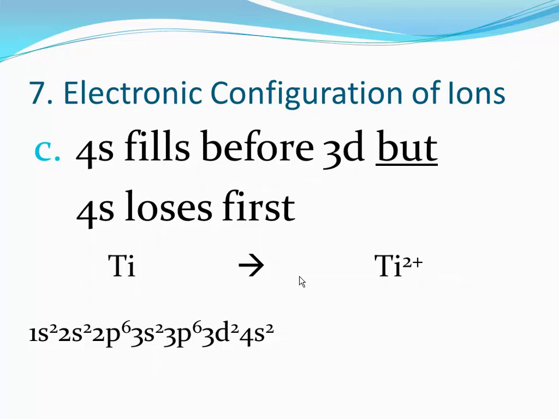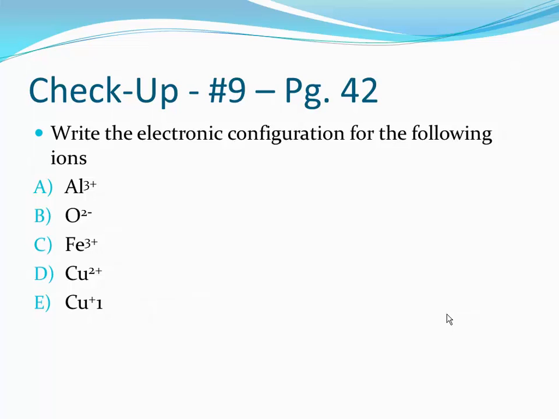So here you have titanium. See that the 4s gets filled up first, and then you have the 3d with only 2 electrons. But if it loses 2 electrons, that means the 4s will lose those electrons, and you're left with the 3d2. So the 4s2 is completely gone. Well, the electrons are gone, not the orbital.